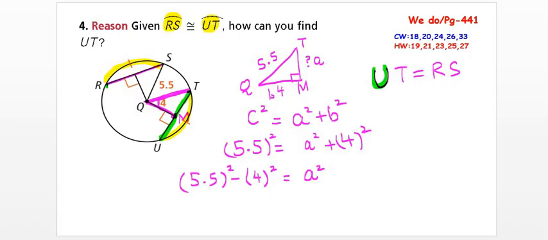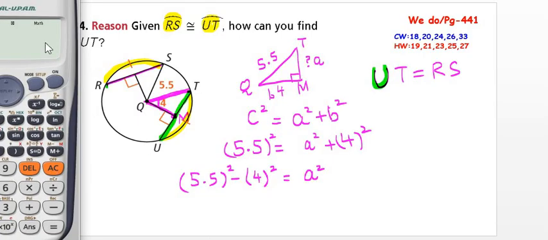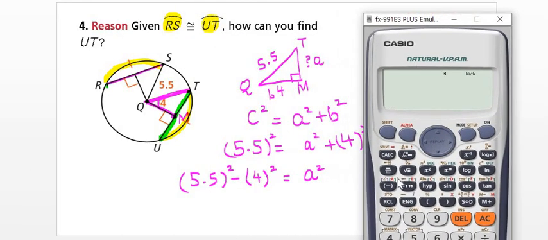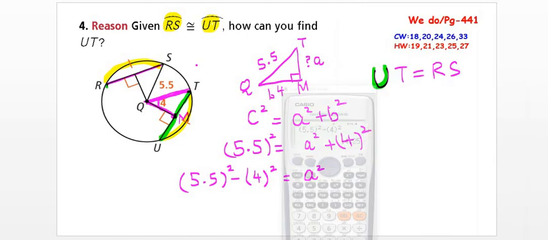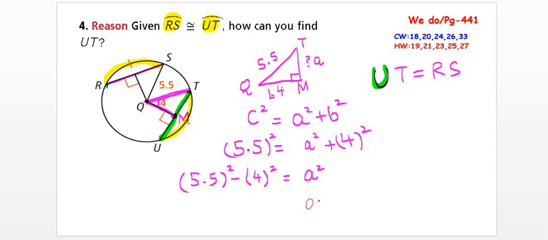So let's check what it is on the calculator. Let me show you the calculator here. 5.5 squared minus 4 squared, right? What is the answer? It is giving us 14.25. So we have A squared equals 14.25. Now how can we get rid of this square?